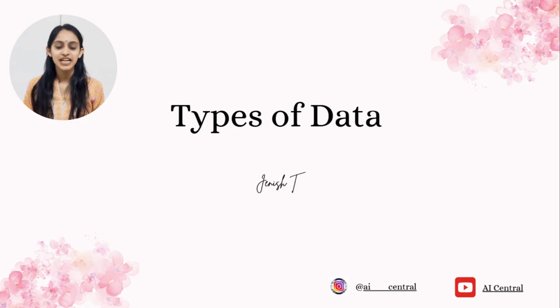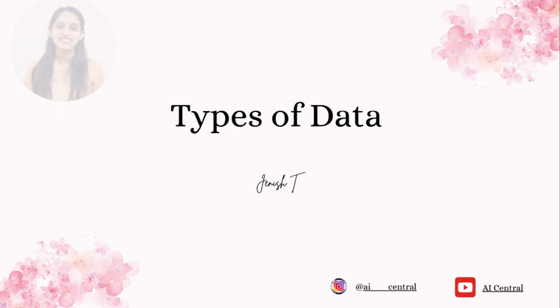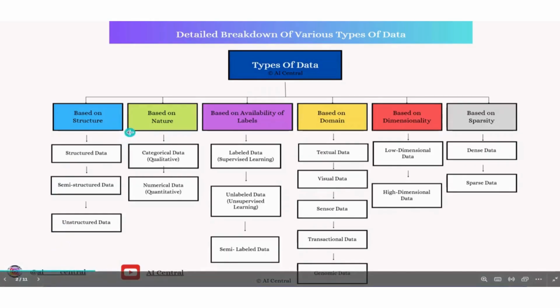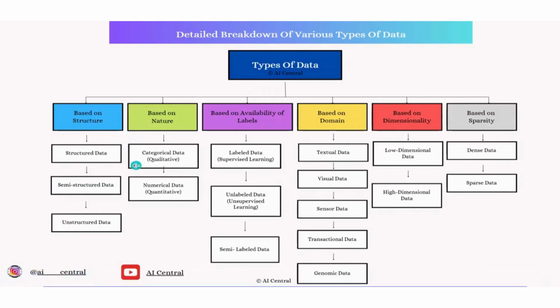Today's topic is types of data. So let's get started. Here is the detailed breakdown of various types of data. On the basis of structure, we can have structured data, semi-structured data or unstructured data. On the basis of nature, we can have qualitative data or quantitative data. Likewise, on the basis of availability of labels, domain, dimensionality or sparsity, data can be further categorized. So let us look at each of them one by one.